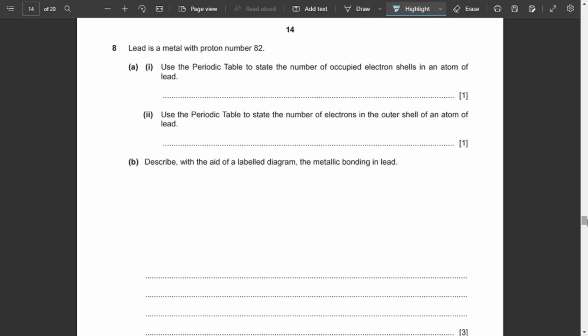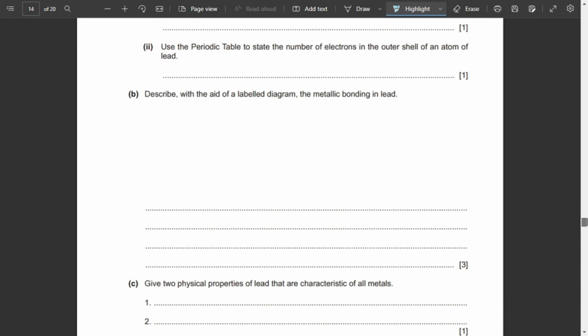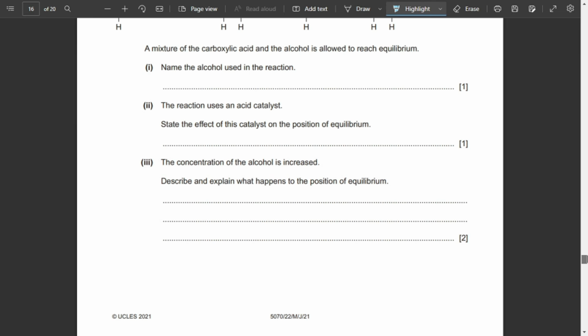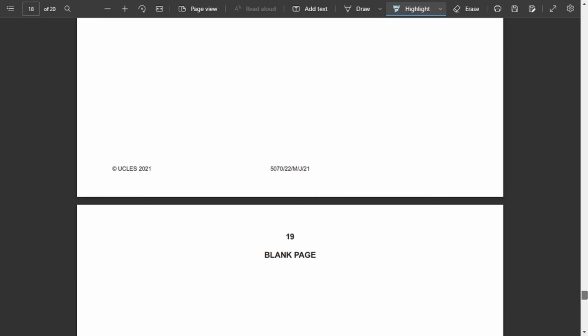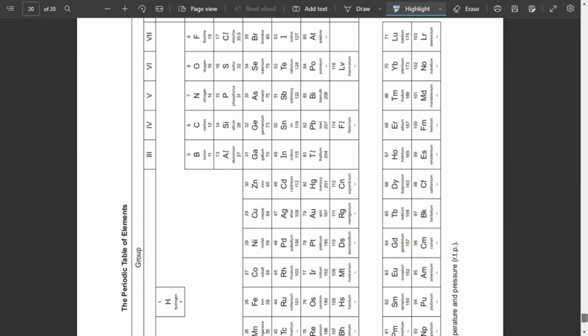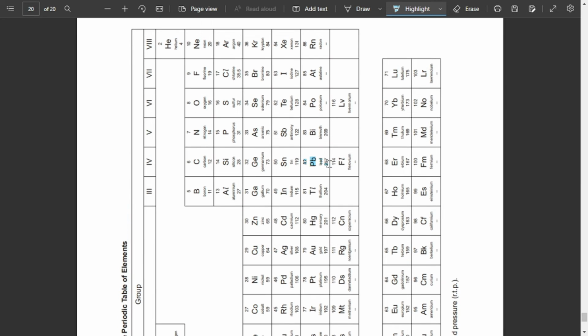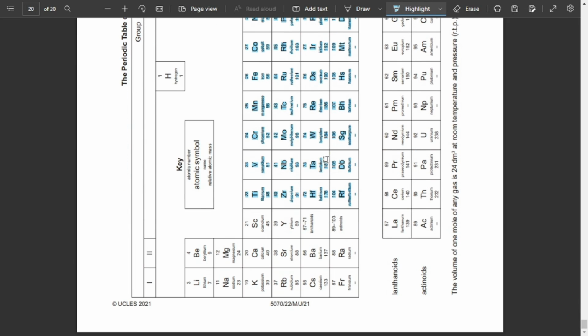Let's move to the periodic table, and we need to find the occupied electron shells. Occupied electron shells can be determined from the group number. So if we see over here, we have lead, which is 82, and it's 207, which is in group 4 and period number 6.